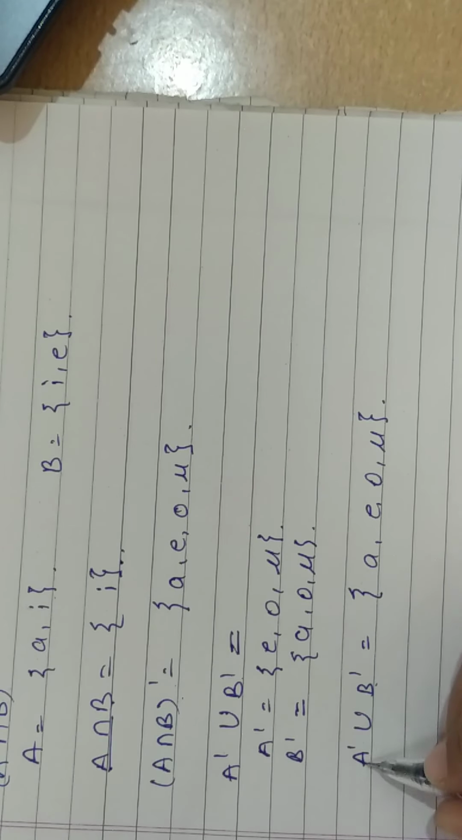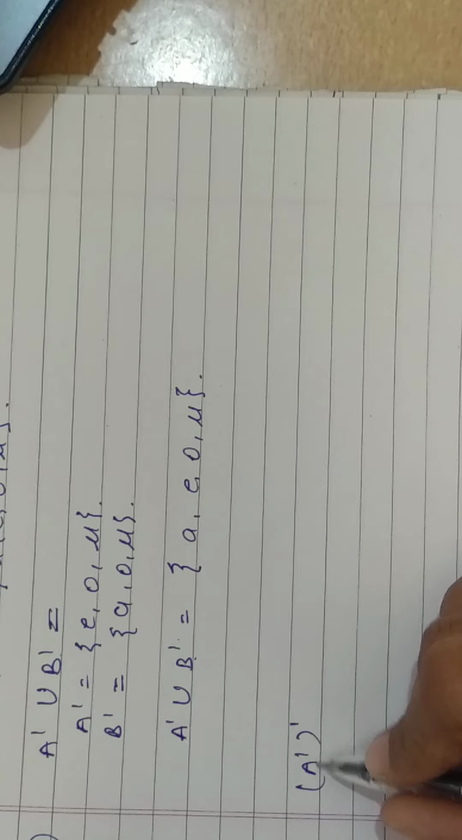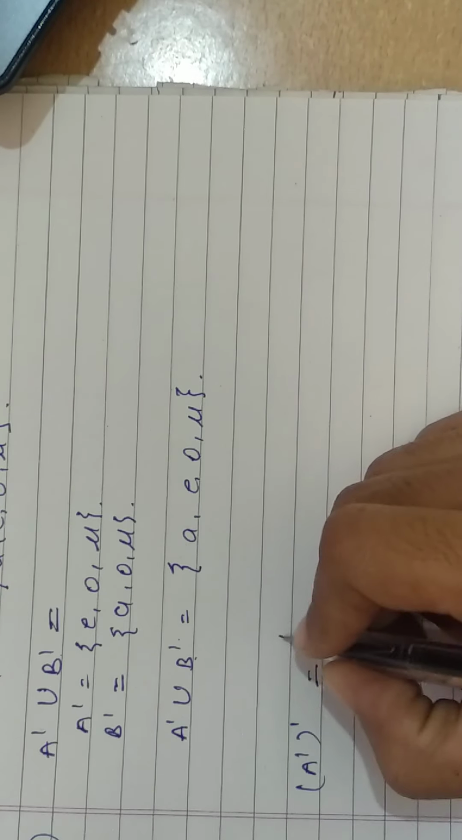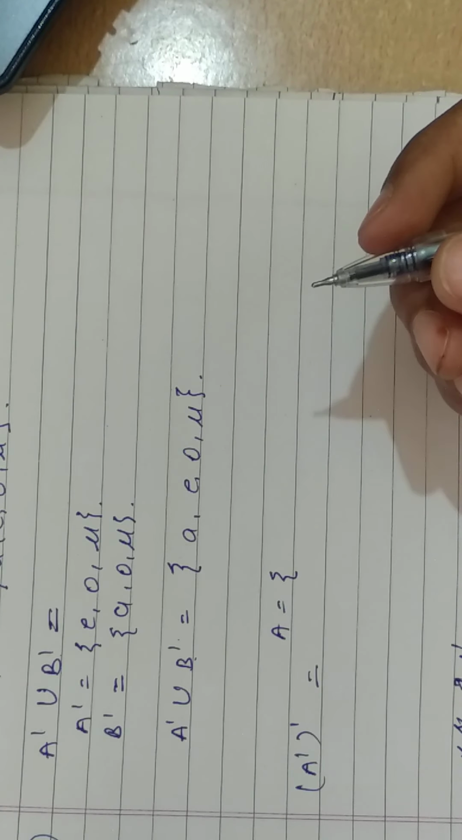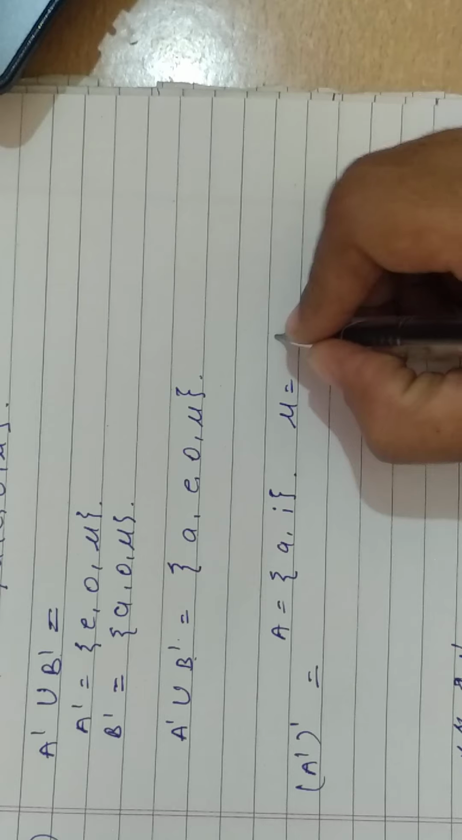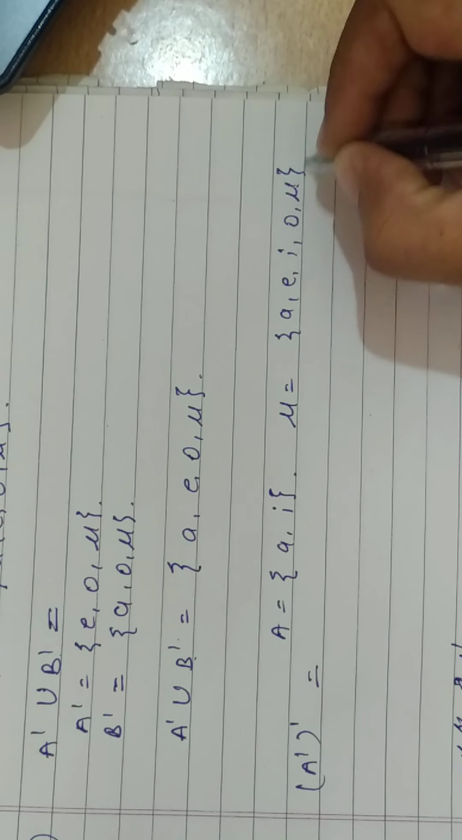This is the union of A complement and B complement. Okay. Now next is complement of A complement. So what is set A? First we write out set A. It means that A and I. Now what is U? U is A, E, I, O and U.